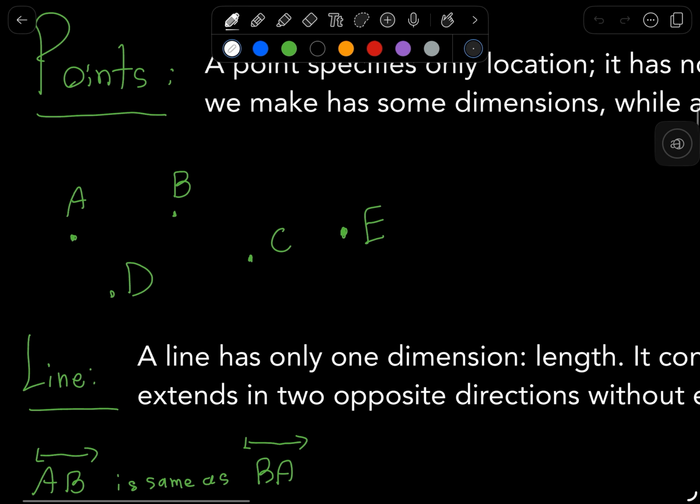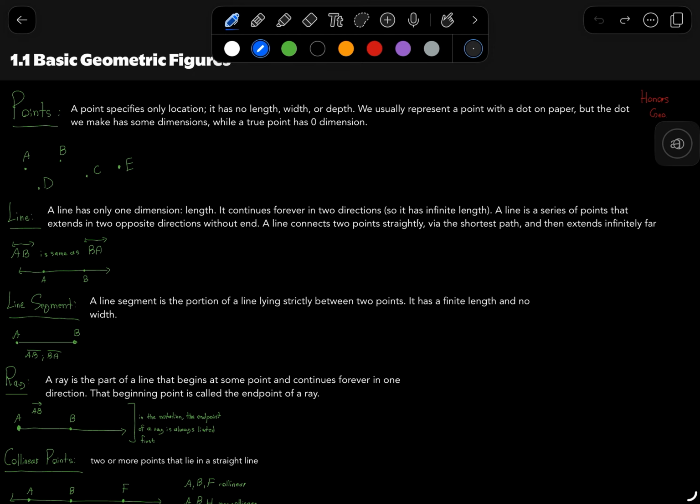And when we indicate points in geometry, we essentially just represent them with a dot and then label them with a capital letter. So as you see here, like point A, for example, we would just put a dot there and then label it as a capital letter A. So that's a point. Nothing too complex so far, hopefully.